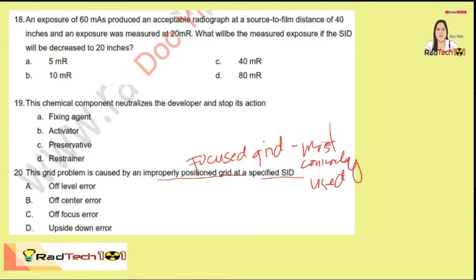So, the focus grid requires that the rad tech, or whoever the tech is, follow the specified SID for that particular grid. So, that is the biggest limitation of our focus grid, that we need to follow the specified SID. So, the most commonly used grid is the focus grid, so the most common problem is off-focus error. This is caused by an improperly positioned grid at a specified SID. So, off-focus grid.